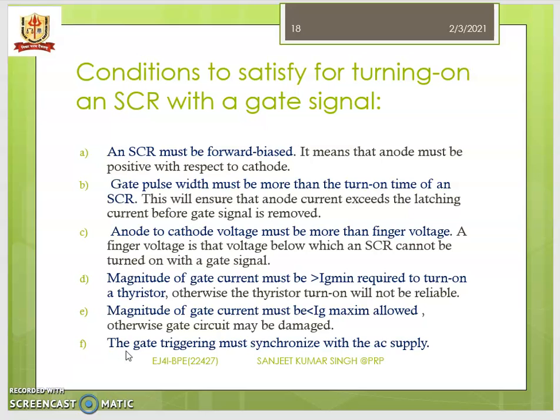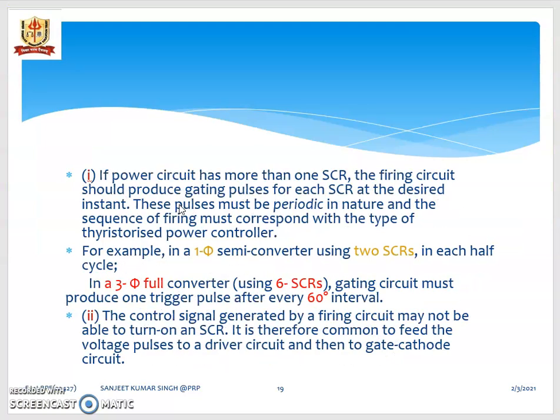And sixth, the gate triggering must be synchronized with the AC supply. Moreover, if there are more than one SCRs, then the firing circuit has to turn on each SCR in proper sequence with a proper magnitude and polarity of the gating signal. So it should be periodic in nature, and sequence of firing must be as per the thyristorized power controller circuit used. For example, if a single phase semi converter is used where two SCRs are used, during positive half cycle one SCR is getting the triggering pulse, and during negative half cycle the second SCR will get the triggering pulse.